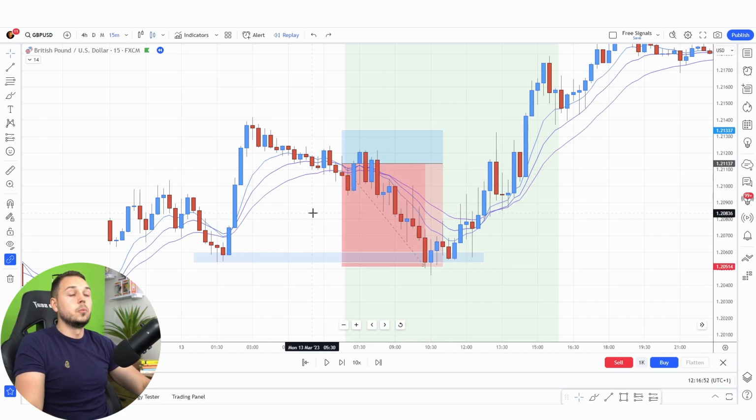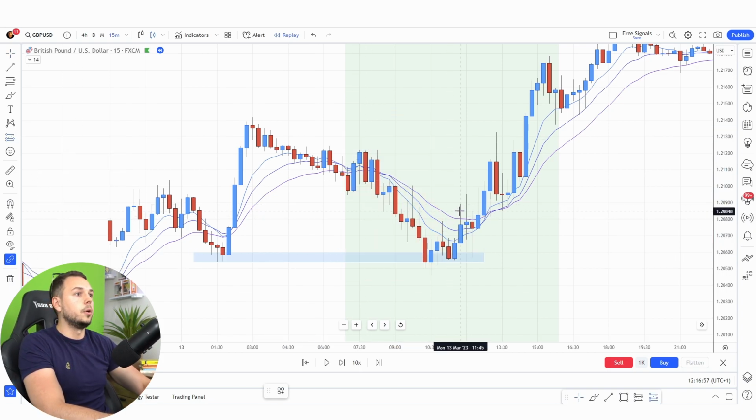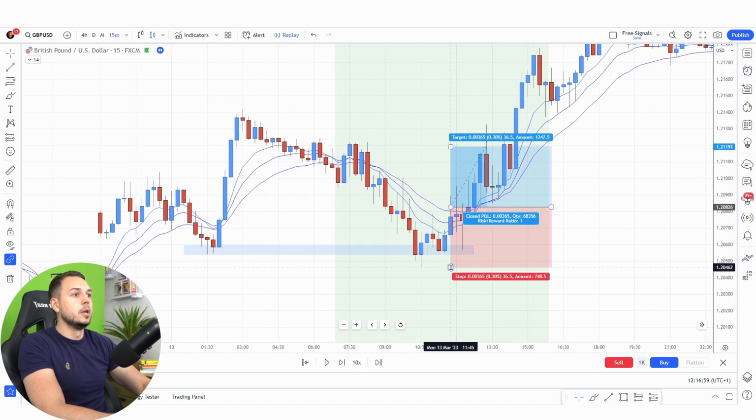Okay, fine. We wait for a re-entry. Where is the re-entry? A nice bullish engulfing candlestick just over here. Look, our stop loss is much lower this time, around 38.